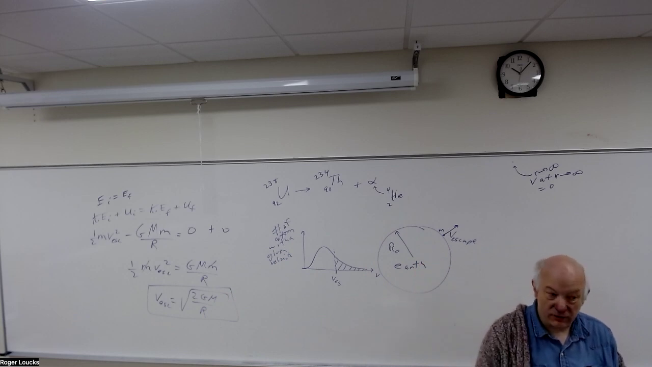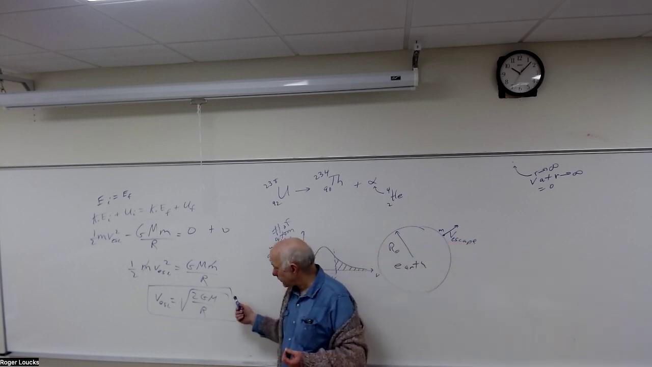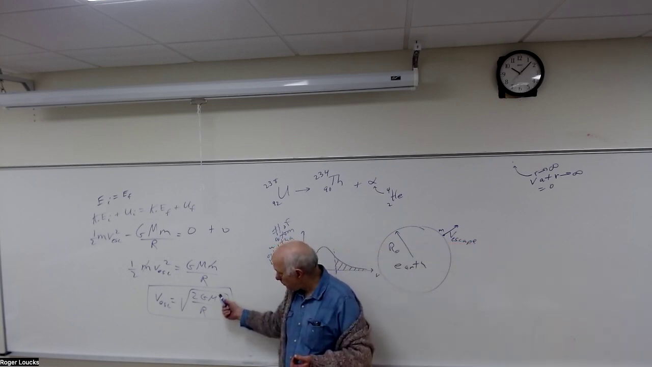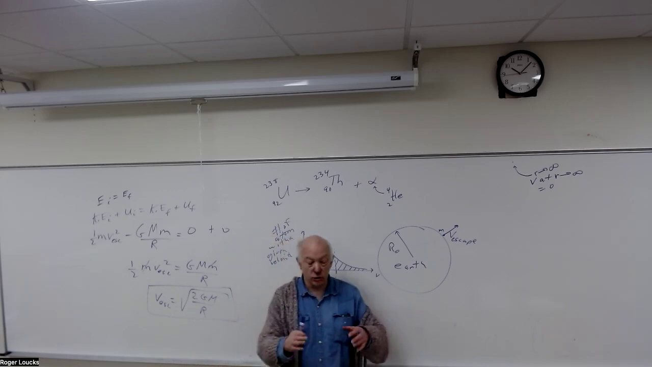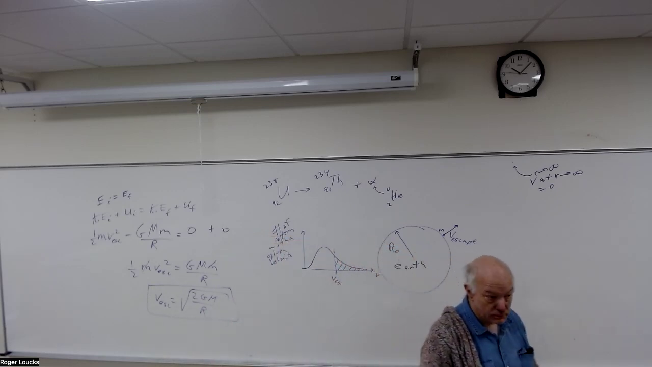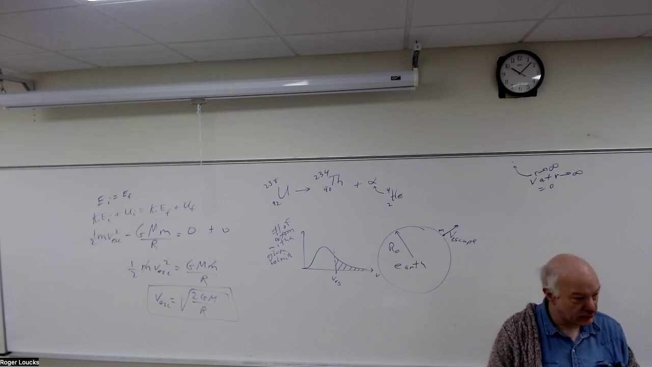Now, if you had a planet that's small enough, what could happen? If you had a planet that didn't have enough mass, that V escape would be small, and you could actually lose your atmosphere. That's kind of neat. And just out of curiosity, let me complete the discussion.